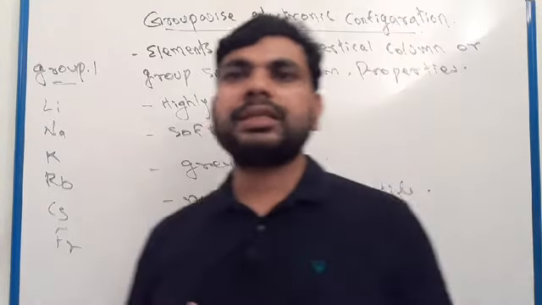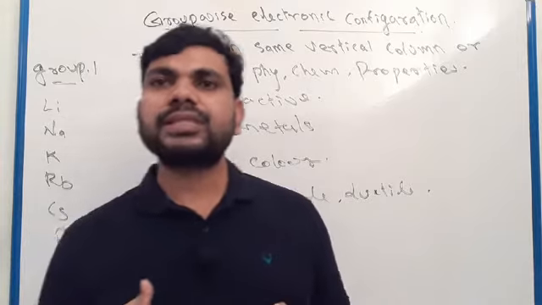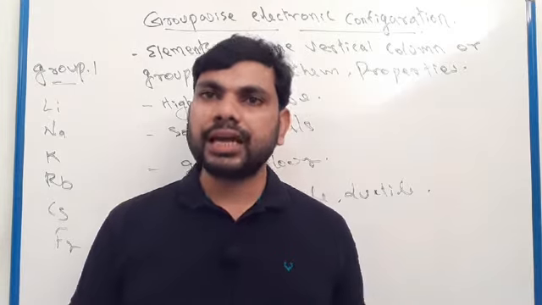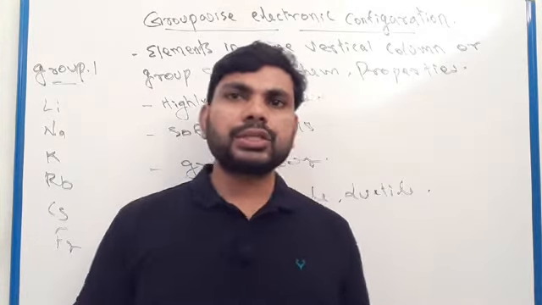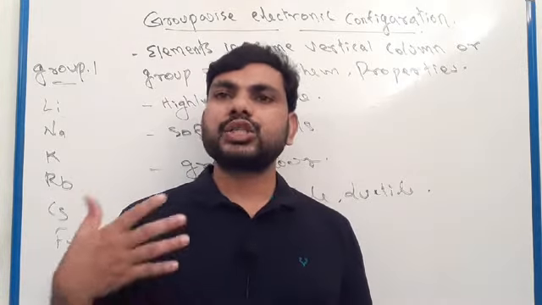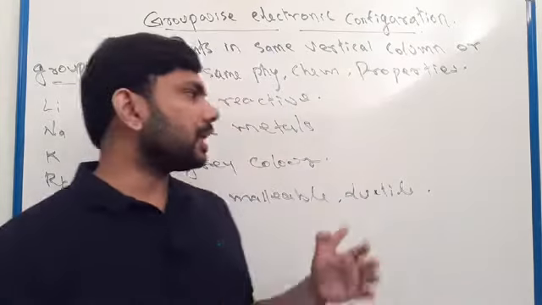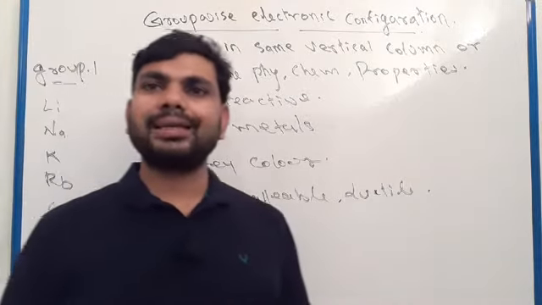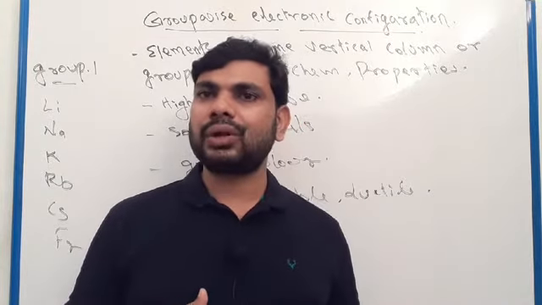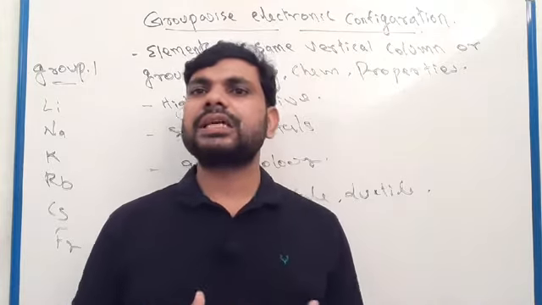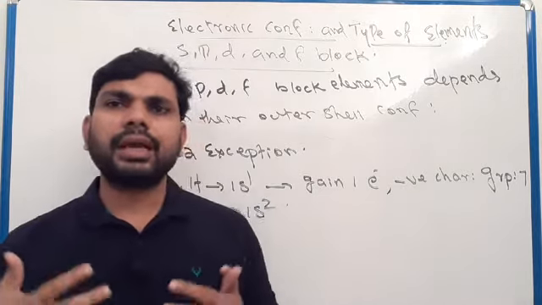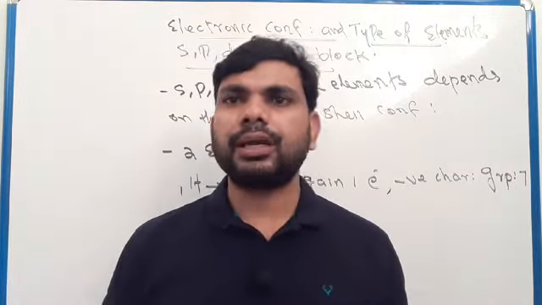These elements show similar physical and chemical properties. They are highly reactive; even they react with cold water. Also these elements are gray in color and they are soft metals. So elements which come in the same vertical column or group show similar physical and chemical properties. Next, we have to discuss electronic configuration and type of elements.